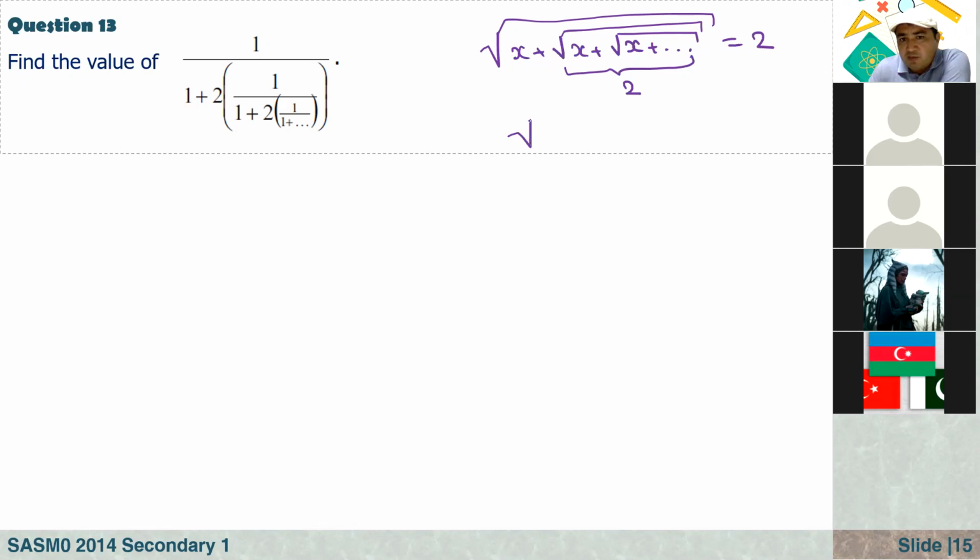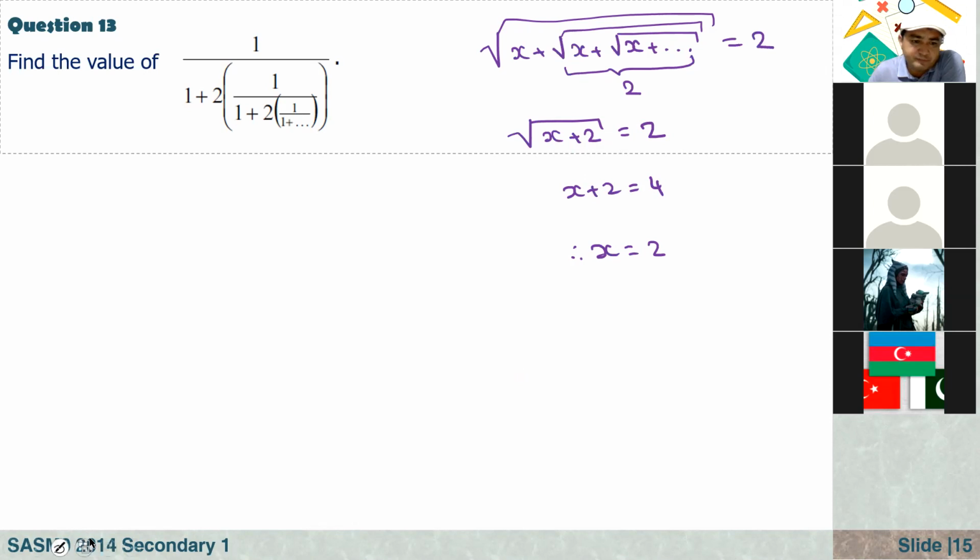Now our equation becomes: square root of x plus 2 is equal to 2. Square root of what number is 2? That means x plus 2 should be equal to 4. Now from here, what is x? x equals 2.